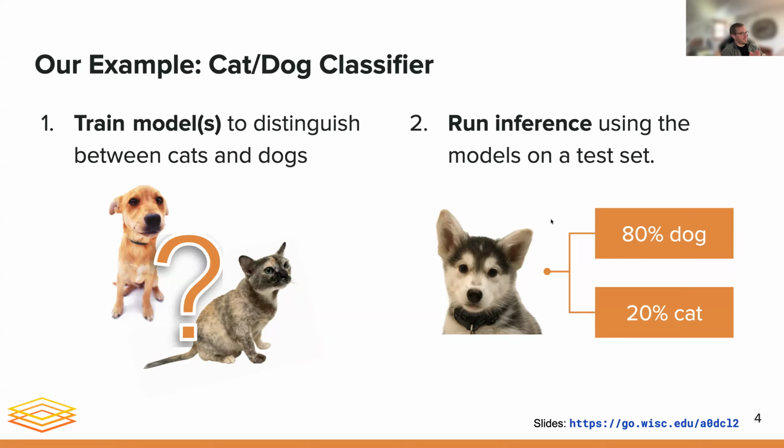So that's the task today. We're going to train a model, and we're going to use that model to see which types of pets we have, let's say in our team Slack channel.